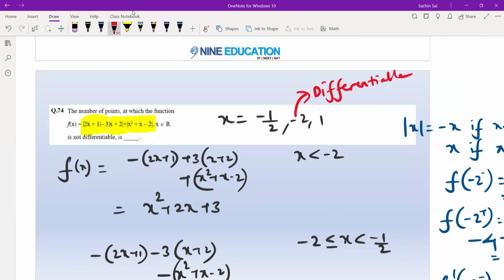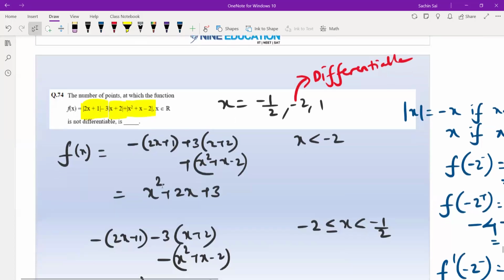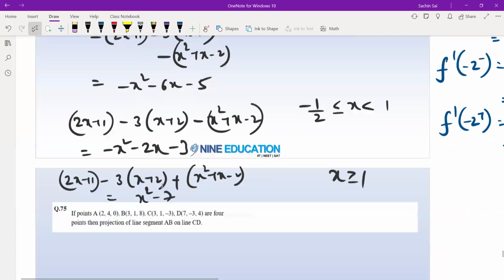And similarly, we have to check for continuity and differentiability at minus 1 by 2 and also at 1. Right? So this particular question is one of the lengthier ones in this paper. But please do remember, just because the definition of the function changes does not mean that the function will be non-differentiable. You have to check at each of these points. Right? So I hope you'll do the same with x equals minus 1 by 2 and x equals 1.